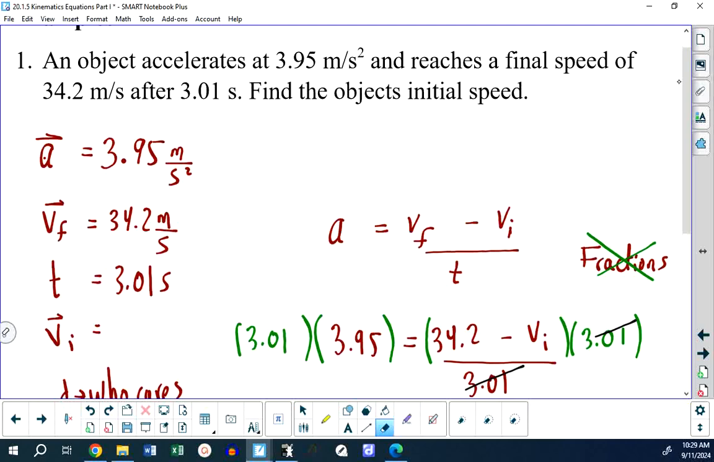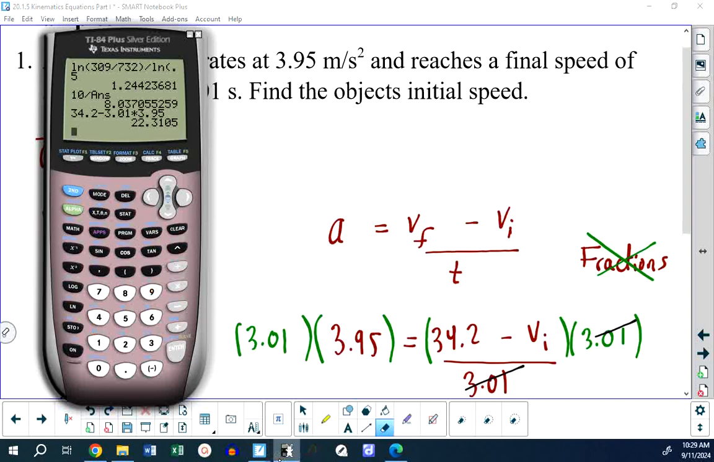But basically, in this case, if you have 3 digits, 3 digits, and 3 digits, if everything you used had 3 digits, that means everything you used had 3 pieces of information. Your answer should reflect that and have 3 pieces of information. So we're going to write 22.3.